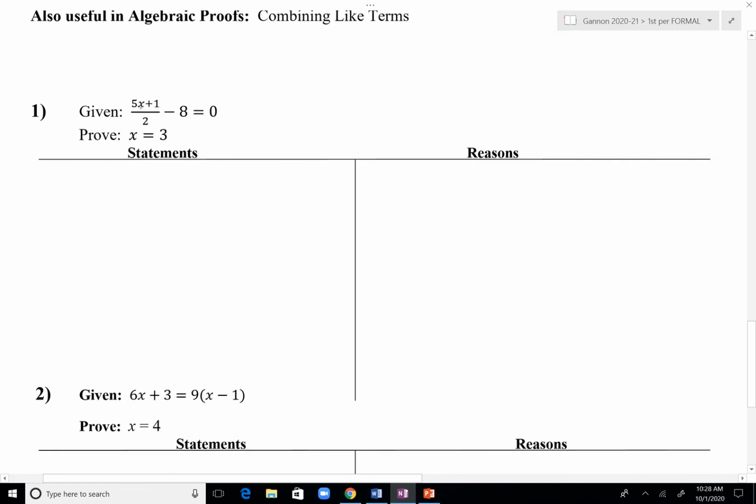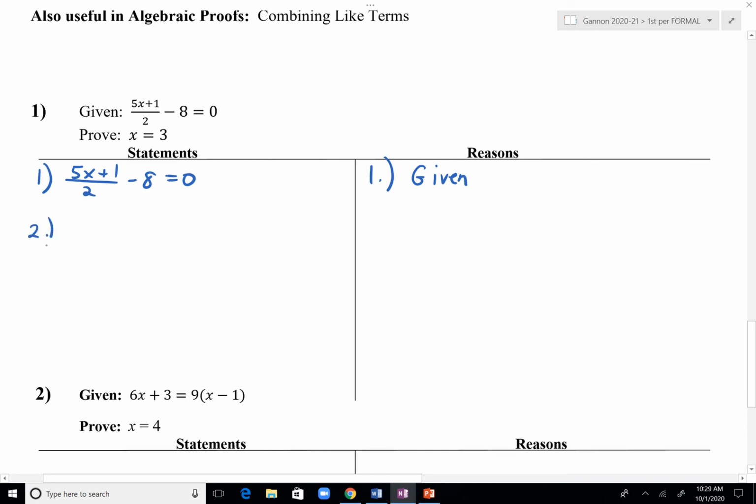We're given this equation, (5x + 1)/2 - 8 = 0, and we're going to try to prove that x is equal to 3. So in this proof, we're going to do what's called a two-column proof. So you make this T, statements are going to go on the left, reasons are going to go on the right. In the first statement, I'm going to write the equation that we were given, (5x + 1)/2 - 8 = 0. The reason that we know that that's true is because it's given to us. So our first reason should always be given.